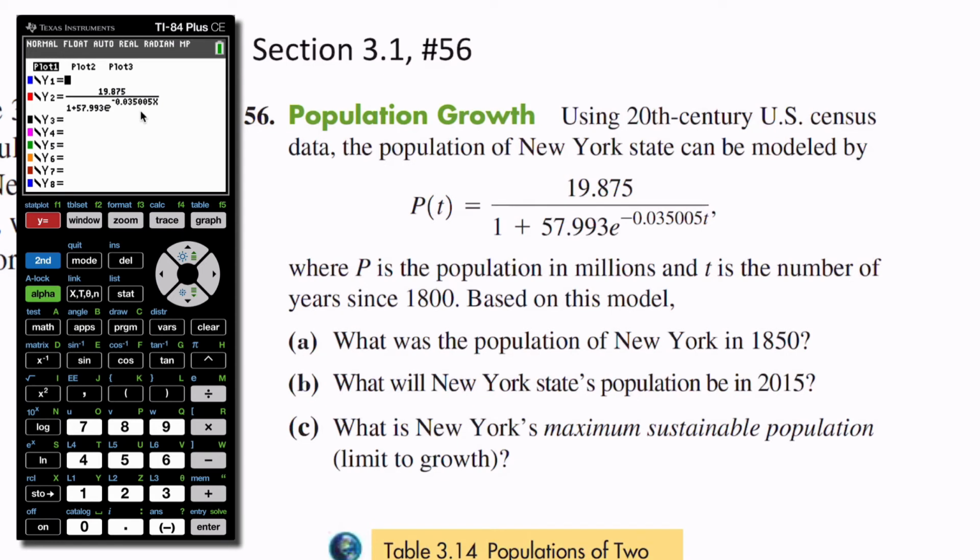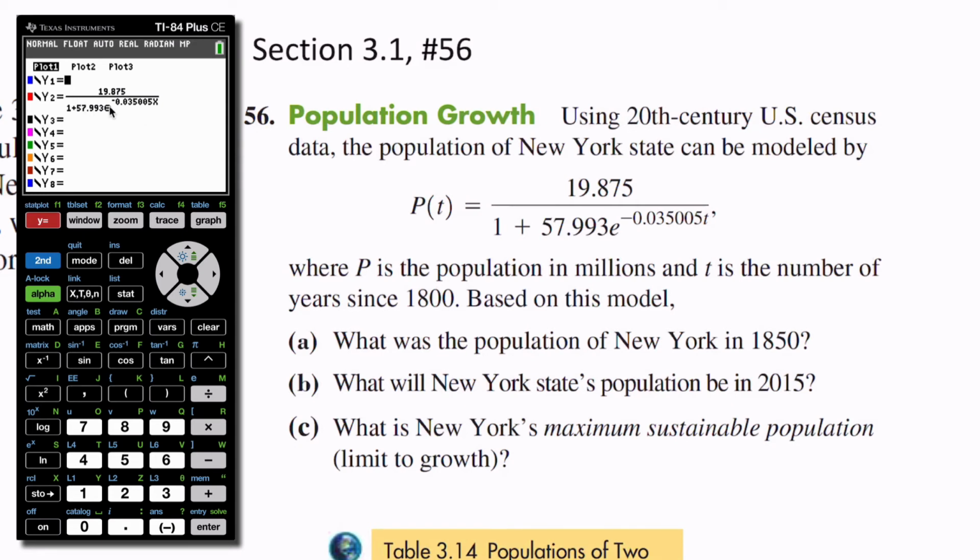So I brought problem 56 over to here so we can look at it. P of T is equal to 19.875 over 1 plus 57.993 e to the blah, blah, blah. But this is interesting. They say where P is the population in millions, same, and T is the number of years since 1800, not 1900. So that does throw a wrench into this situation, because we just plotted data where year 0 represents 1900, and this function's year 0 represents 1800. So we're going to have messed up results here. I'll talk about that in a second.